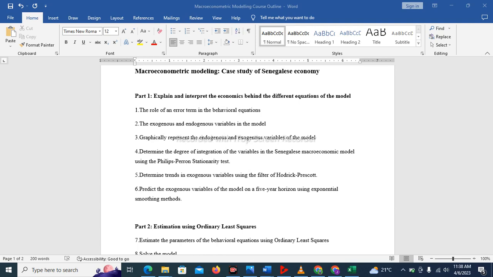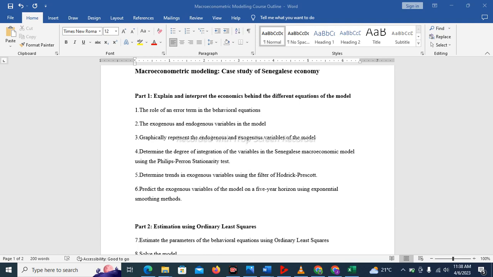Then we shall also be looking at the exogenous and endogenous variables of the model. Then we shall map, or graphically represent, the endogenous variables of the model. The fourth thing is that we shall also be determining the degree of integration of the variables in our macroeconometric model. And here is where we'll be talking about the test for stationarity.